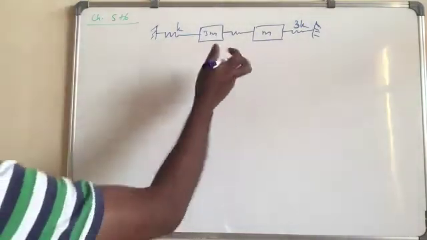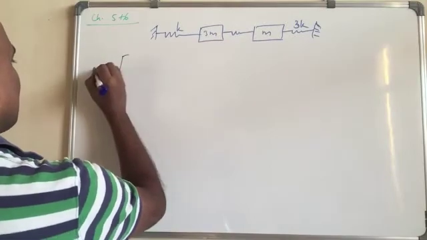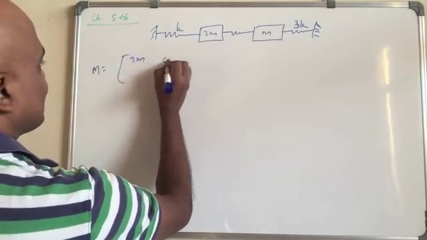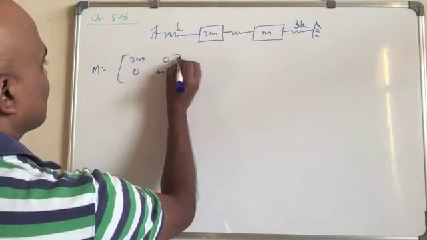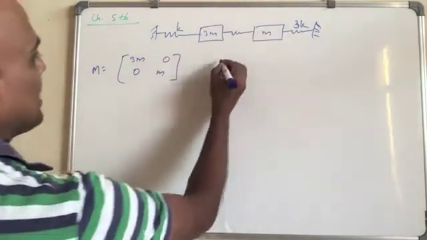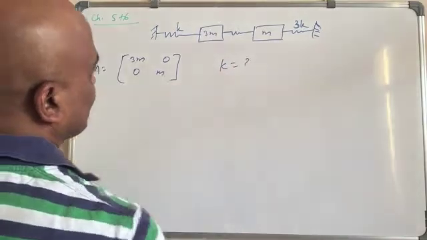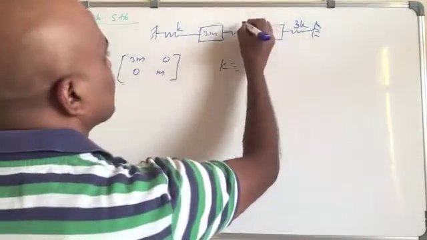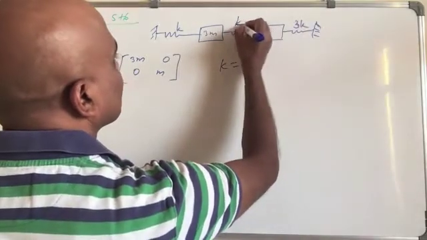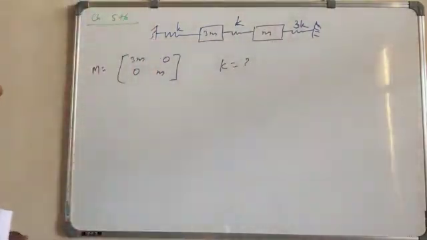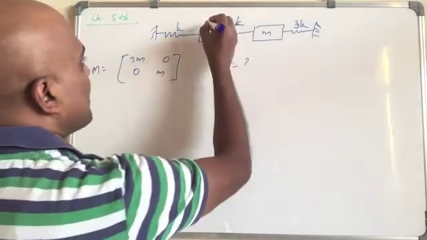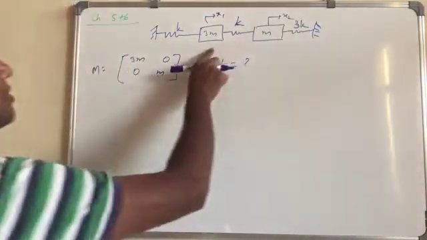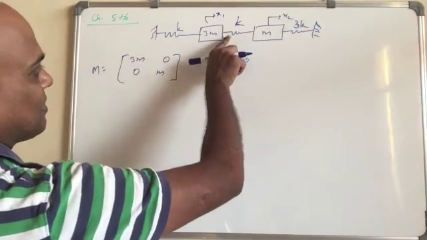So the problem is the mass matrix is 3m, 0, 0, m. Then k equal to what? So k like this. Now you can have here x1, here x2, and you can write the equation in terms of x1 and x2.